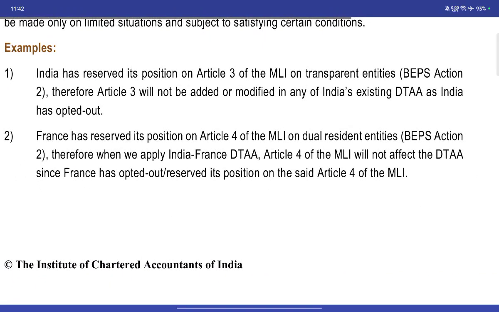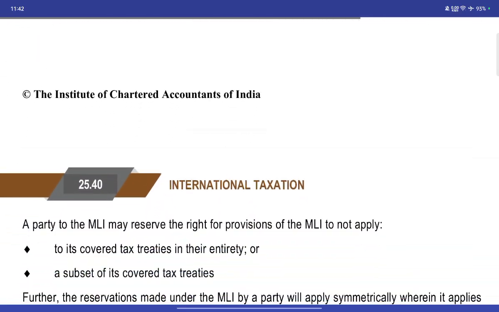Example: India has reserved a portion of Article 3 in the multilateral instrument, on transparent entities, BEPS Action 2. As Article 3 will not be added to or modify any existing Indian DTA, as India has opted out. France has reserved a portion of Article 4 in the MLI, on dual resident entities, BEPS Action 6. Therefore, in the India-France DTA, Article 4 of the MLI will not affect the DTA, since France has opted out or reserved its position on Article 4 of the MLI.